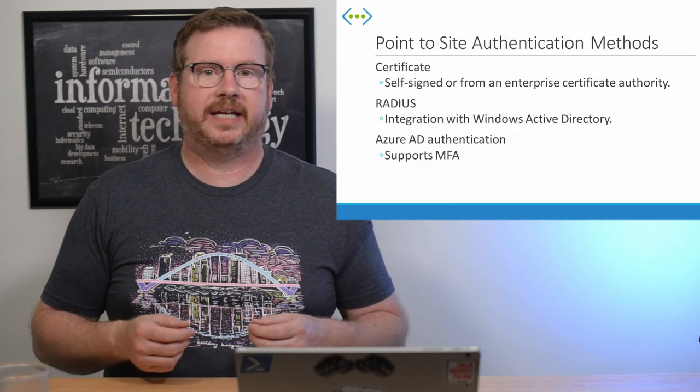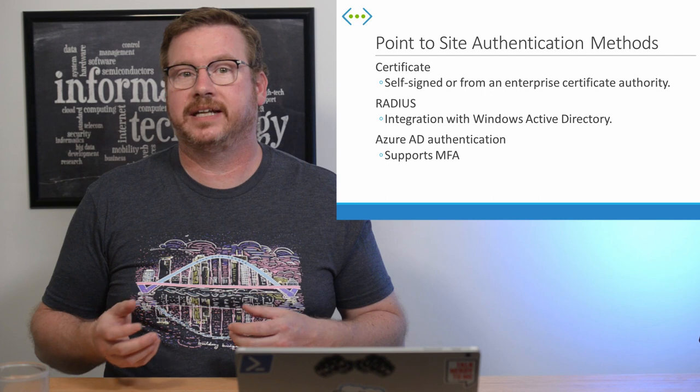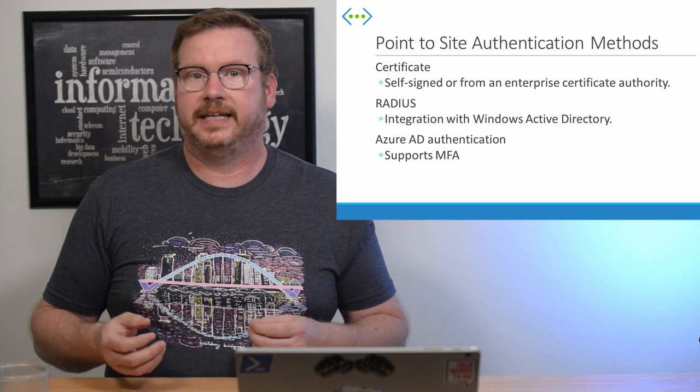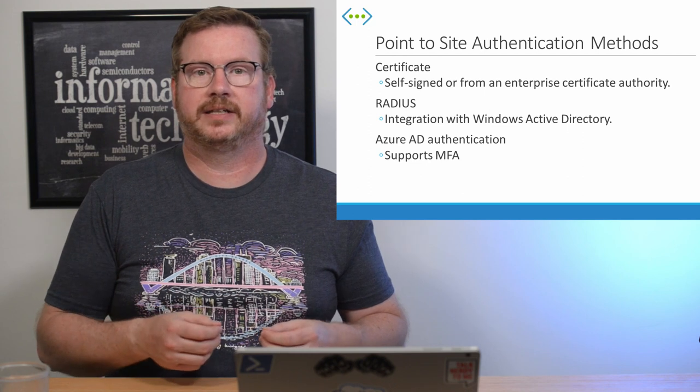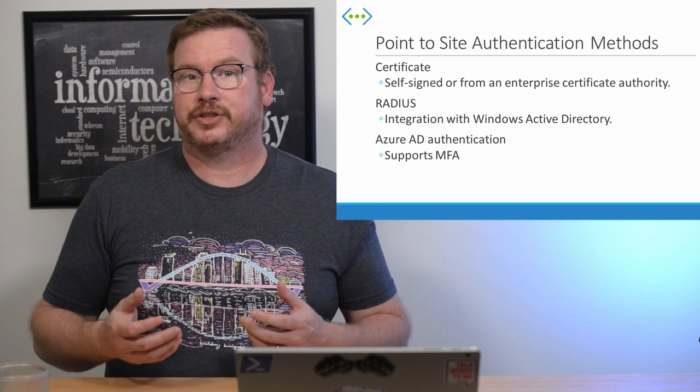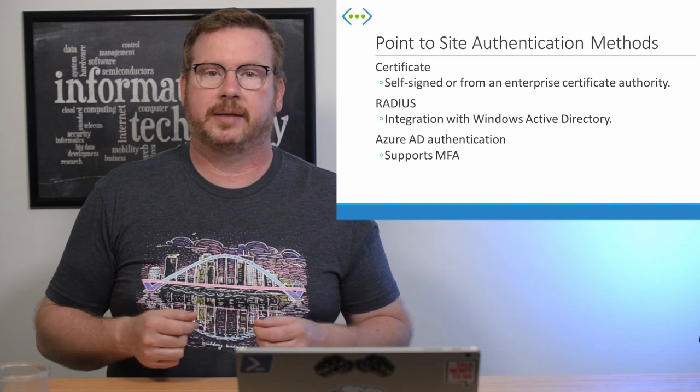Azure point-to-site VPN connections support a combination of different authentication methods. These authentication methods include certificate, either self-signed or from an enterprise certificate authority, RADIUS authentication with Windows Active Directory, and Azure AD authentication, which also supports MFA.